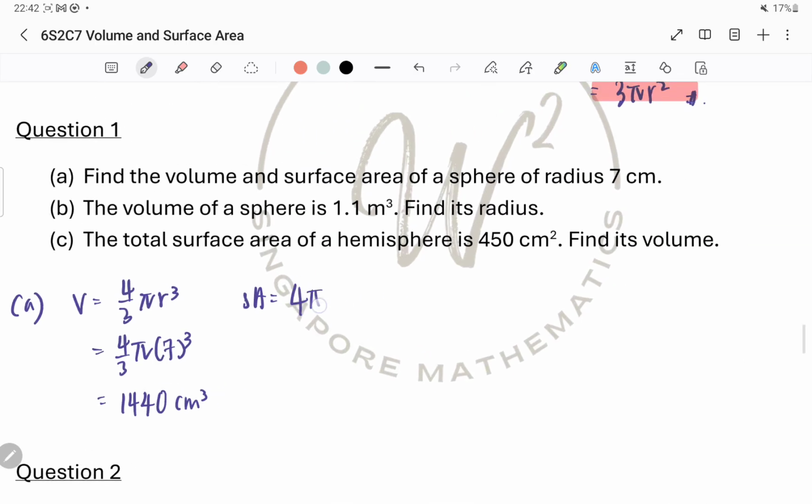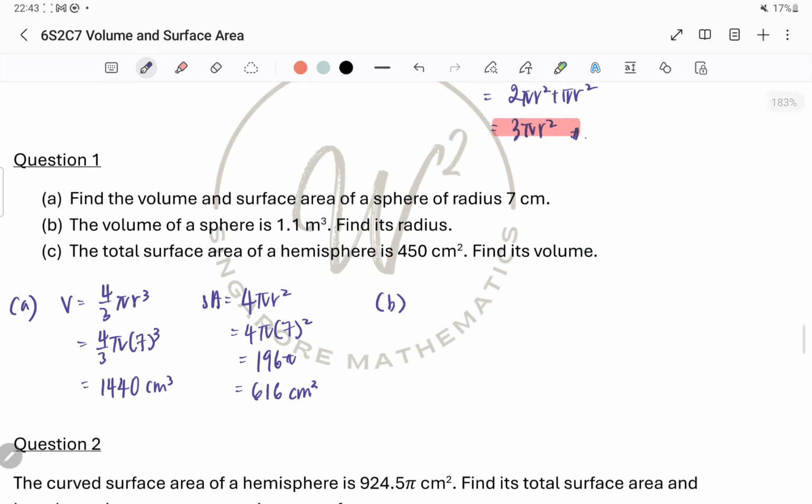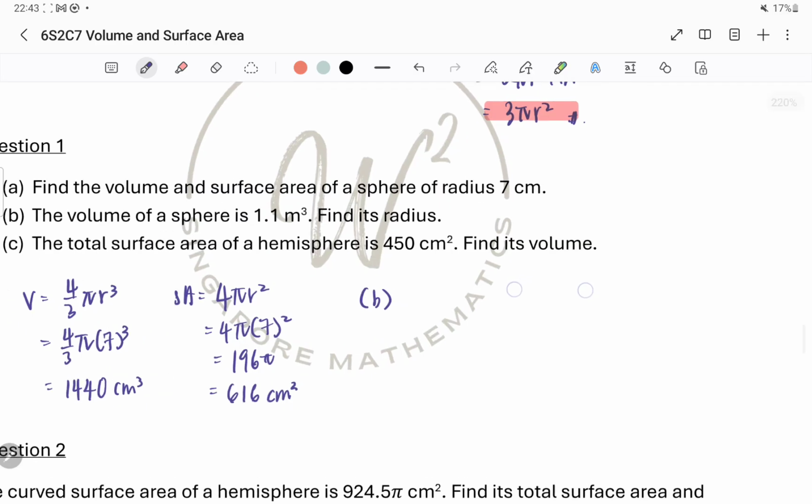Next thing, surface area, you need to find. Surface area is directly 4 pi r square. So 4 times pi times r, r is 7 square. So here you should have 7 square times 4 times pi. Then here you should get 196 pi. If you want to write in decimal, you should write 616 cm square.